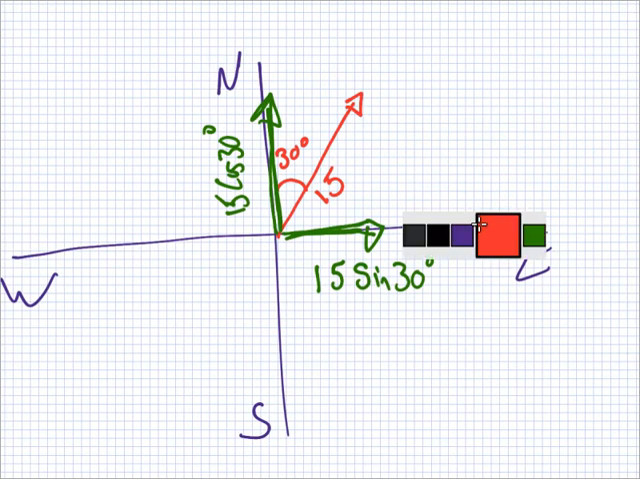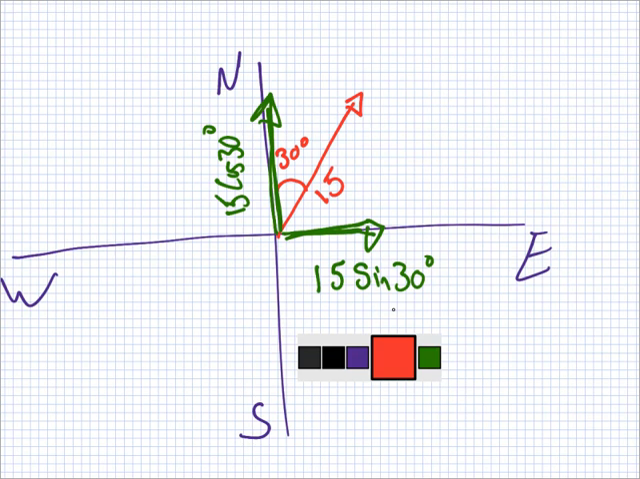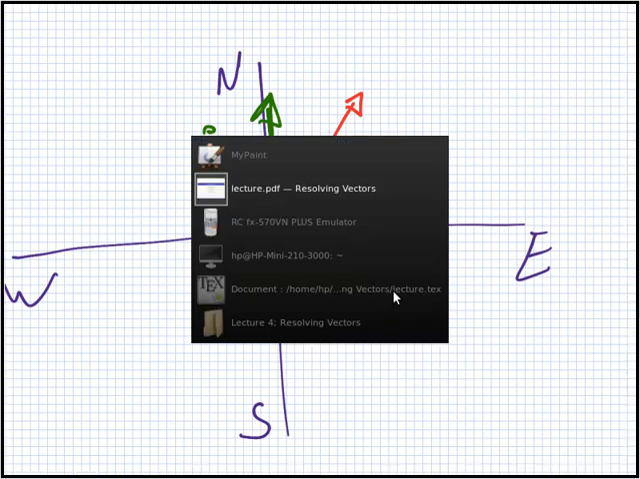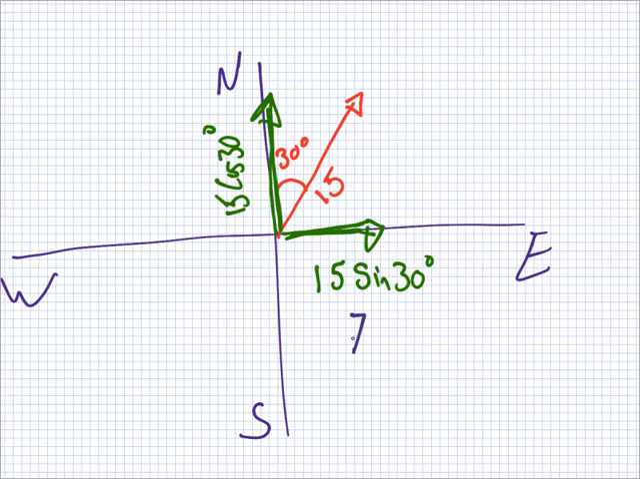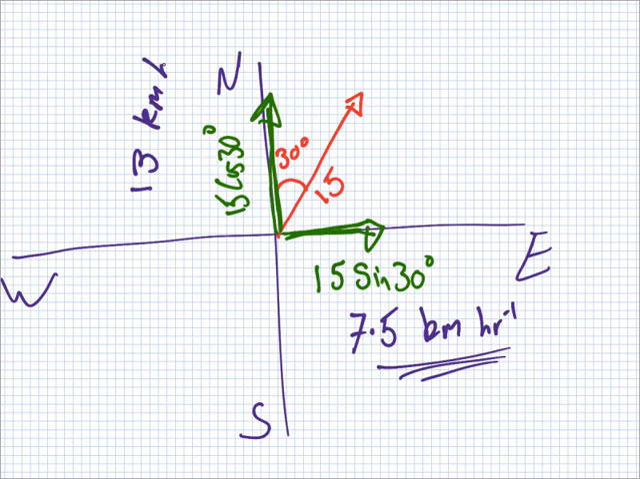Did somebody type these in? What's 15 sine 30? 7.5. Exact? Yeah, that makes sense. 7.5 kilometers per hour. So that's one of the answers. And then this one? 12.9. Okay, so 13 then. 13 kilometers per hour is the other answer.